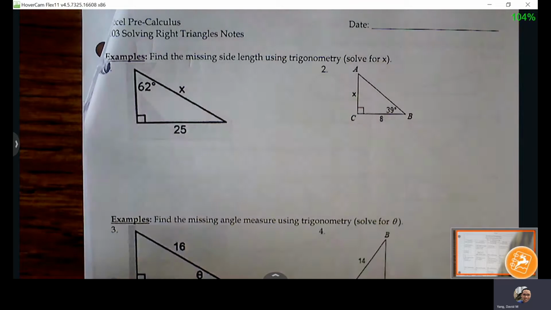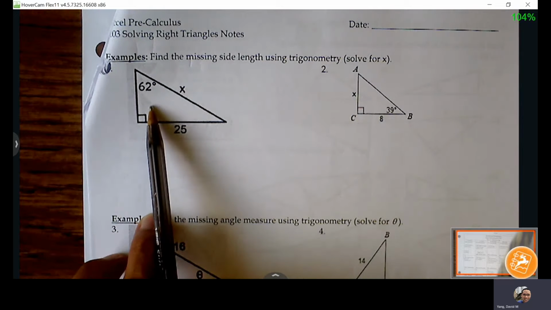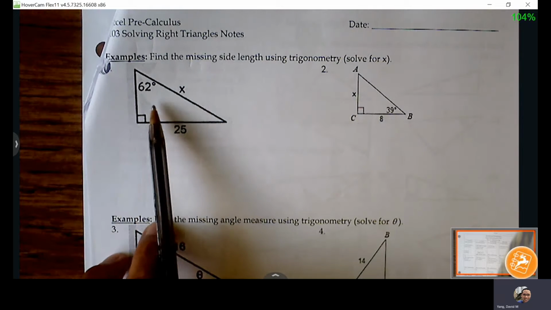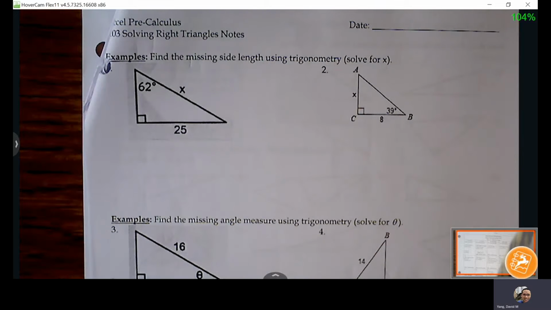The first thing we're going to do is we always want to target our angle. Think of our angle as our home base, our starting point. We're looking at the rest of the triangle from that angle measure. So I want to solve for x, but I need to identify the appropriate trig function that will allow us to hit all the information to help us solve for that x.